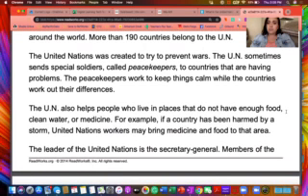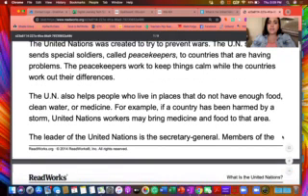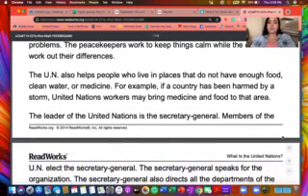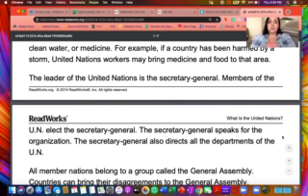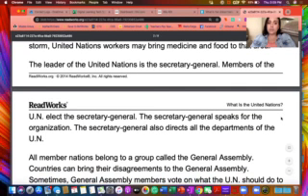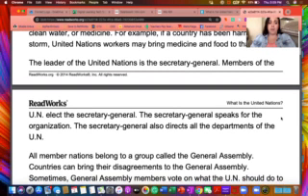The UN also helps people who live in places that do not have enough food, clean water, or medicine. For example, if a country has been harmed by a storm, United Nations workers may bring medicine and food to that area. The leader of the United Nations is the Secretary General. Members of the UN, flip the page. Members of the UN elect the Secretary General. The Secretary General speaks for the organization. The Secretary General also directs all of the departments in the UN.